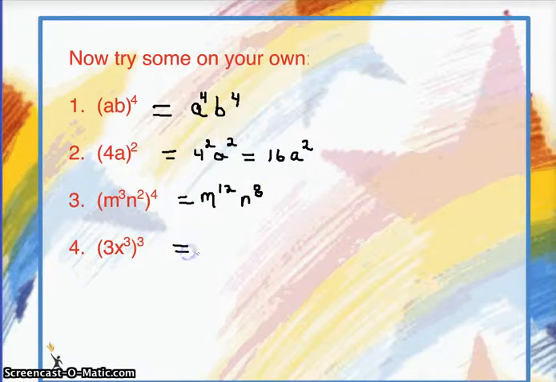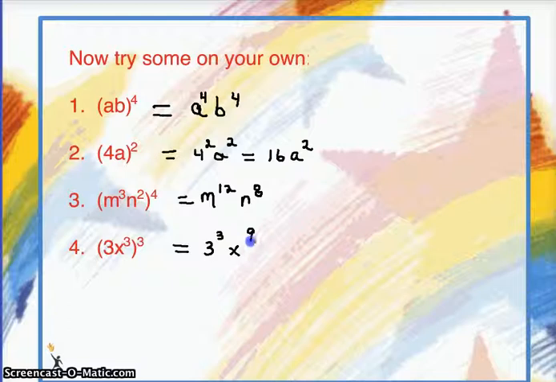Okay, now our final example. Again, we take everything to the 3rd power, so we have to take the 3 to the 3rd power, and we take x to the 3rd to the 3rd power. That becomes x to the 9th. Let's simplify this. 3 to the 3rd power is then 27, and we can then multiply that by x to the 9th. And we're finished.